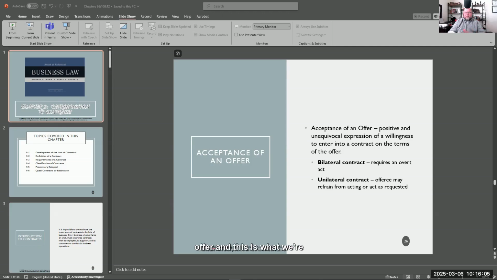Acceptance is when we've had the offer and this is what we're going to do with it. We're saying, okay, we'll take it. In a bilateral contract, it's an overt action. In a unilateral, the offeree may refrain from acting or act as requested. All right, so they just perform whatever is being asked of them in the unilateral contract. It could be, I'll give you $500 if you'll quit smoking. The person quits smoking, they will receive the $500 because they began to perform that unilateral.